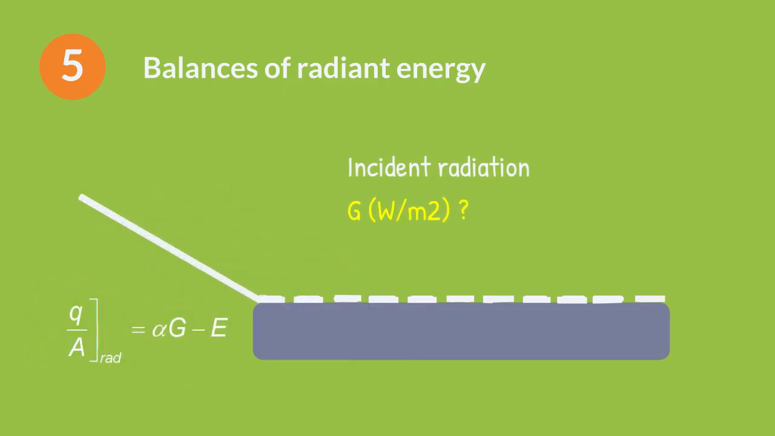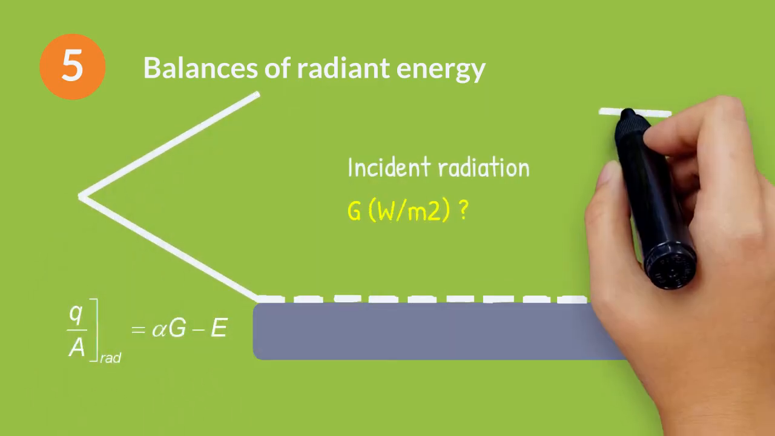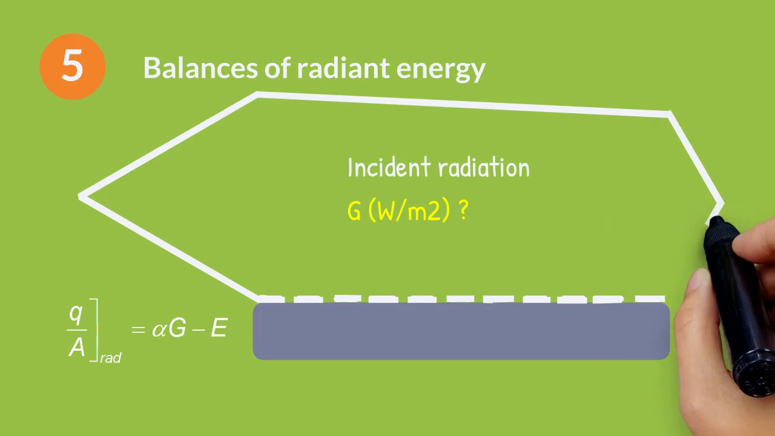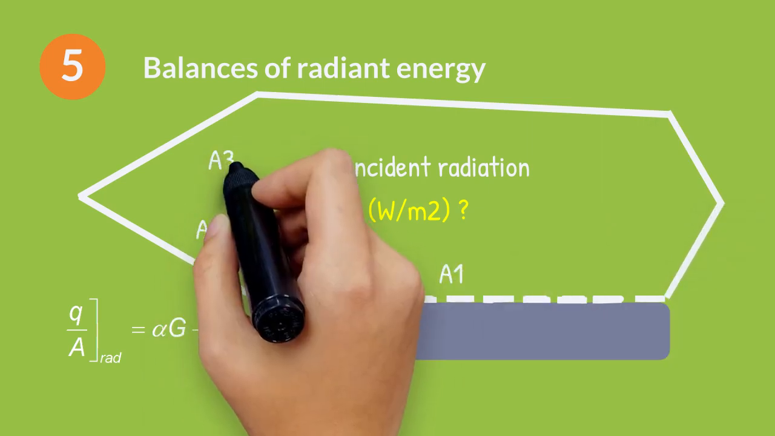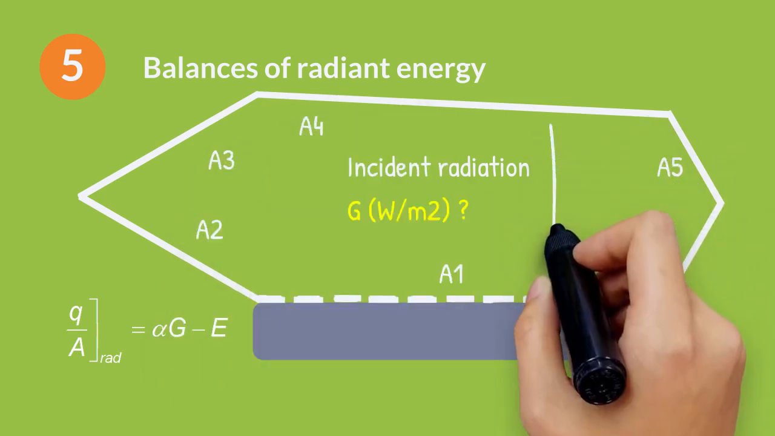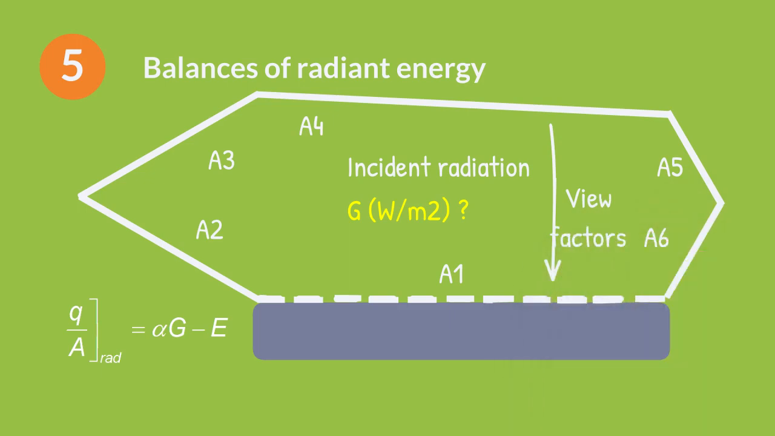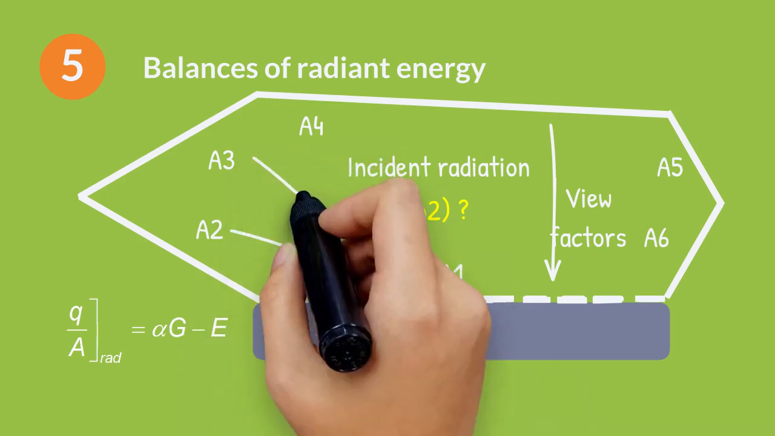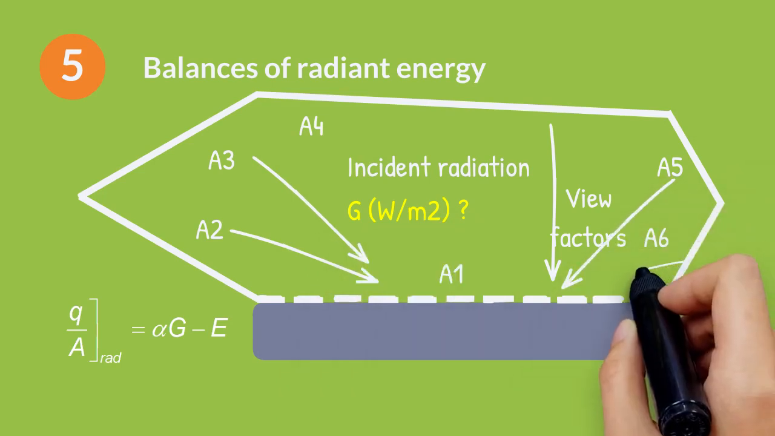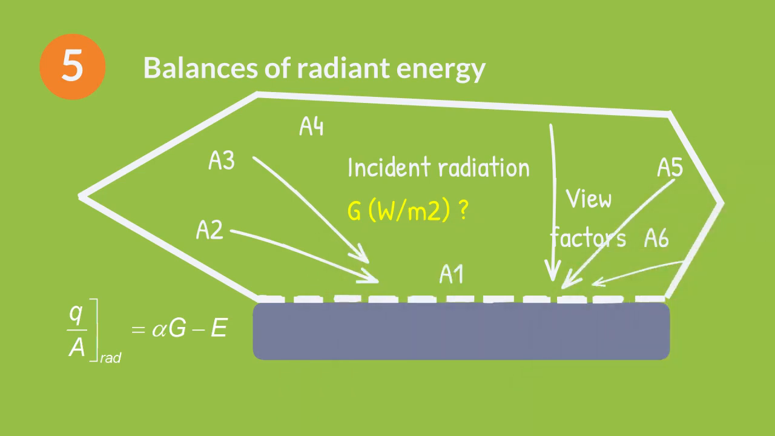To limit the problem, we will define an enclosure of finite surfaces. The amount of radiant energy reaching surface 1 from surface 4 is evaluated with the view factor. The view factor is the fraction of radiant energy that leaves surface 4 and falls directly on surface 1. Thus, we will need the view factors between surfaces to make the radiation energy balances.